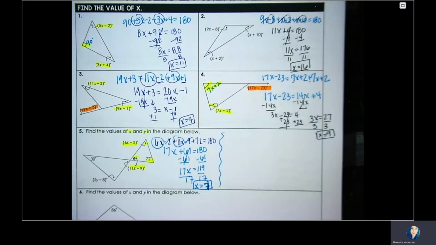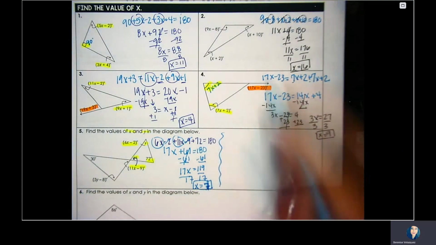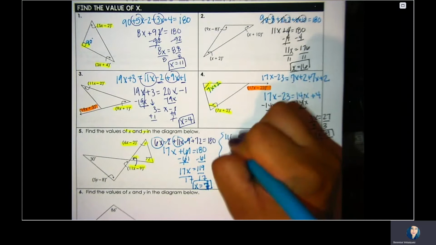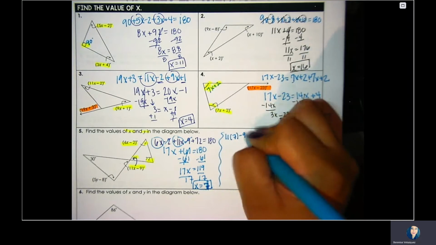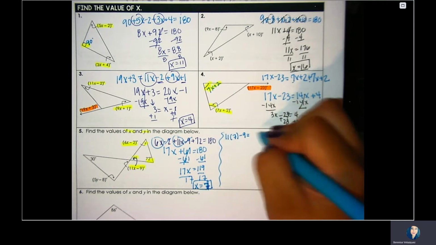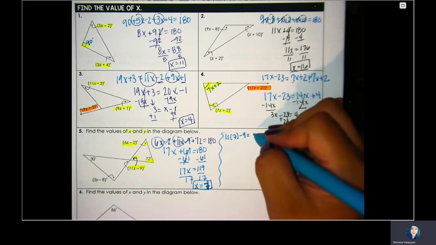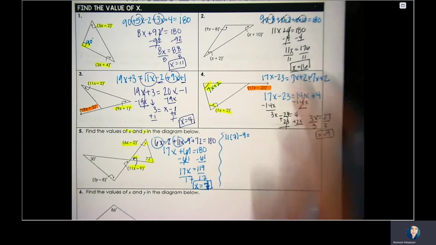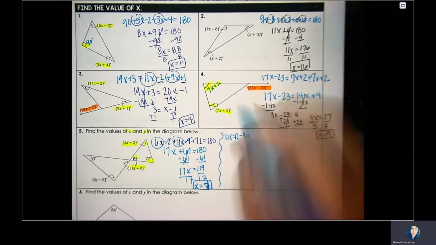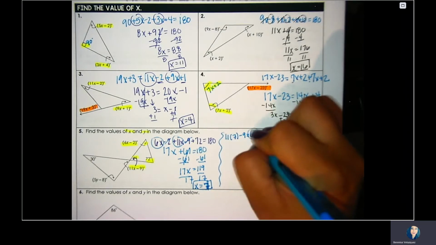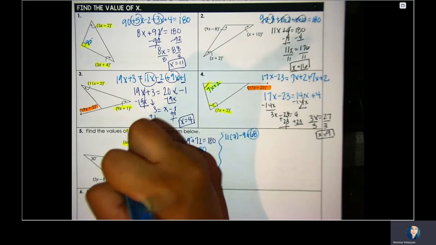Okay, now that I have x, if I plug x back into this corner, now I can solve for y. So the first thing I'm going to do is plug in 11 times 7 minus 9. I'm going to show my work here. So 11 times 7 is 77 minus 9, which is 68. Now I'm going to put a 68 here.